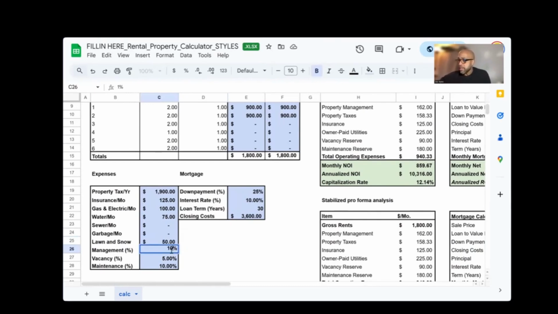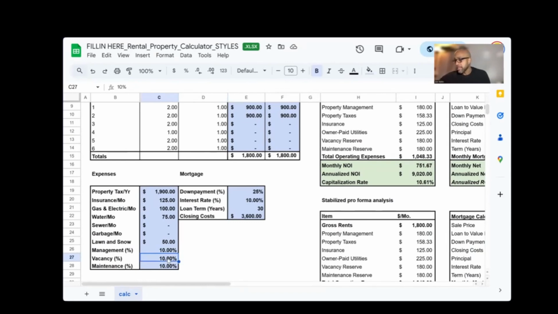Let's keep it at 10%. And vacancy, well, we should keep vacancy somewhere. Let's do 10%. I don't know. How good or bad is the rental market in Cleveland? Oh yes, it's good. It's a huge rental market in Cleveland. A huge rental market.